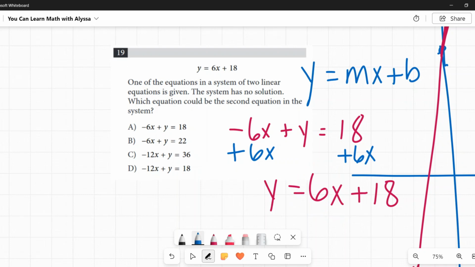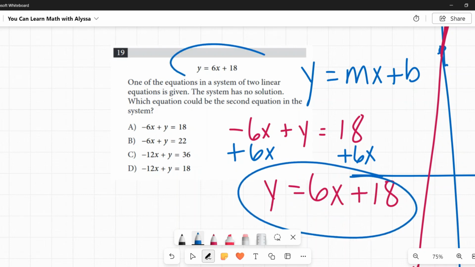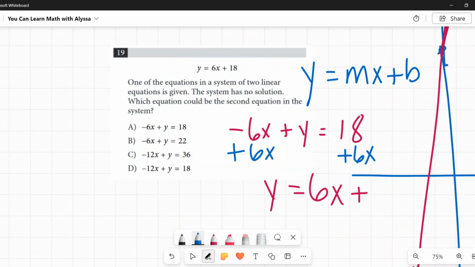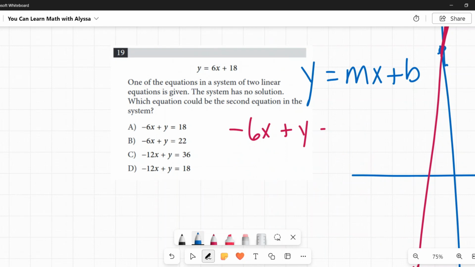No, it's not, because look, 6x plus 18, it's the same line. This line is right on top of the other line. It would have infinite solutions. All the solutions there are going to be in there. This one, no solution. So A is not my answer. It's close, but it is not my answer. Marking that one out.